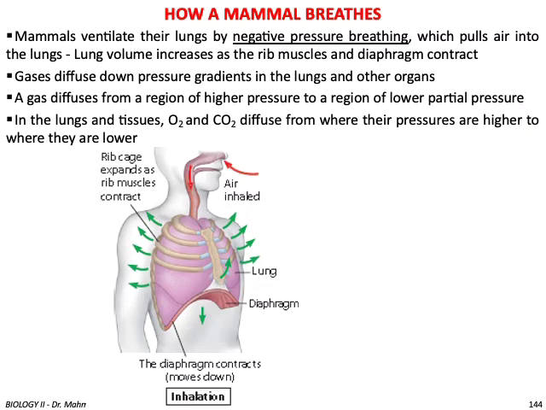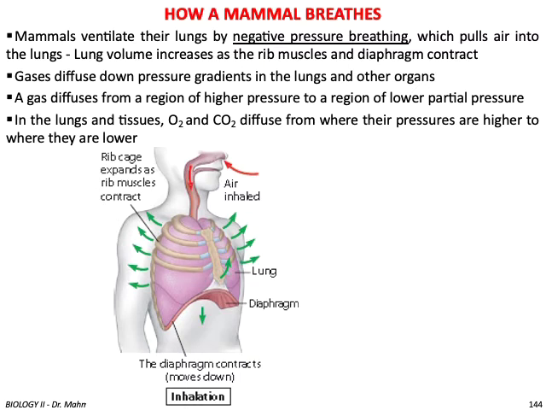So how does a mammal breathe? Mammals ventilate their lungs by negative pressure breathing, which pulls air into the lungs. So as you can see from the figure, during the process of inhalation, the lung volume increases and the rib muscles and diaphragm contract. So gases diffuse down a pressure gradient.